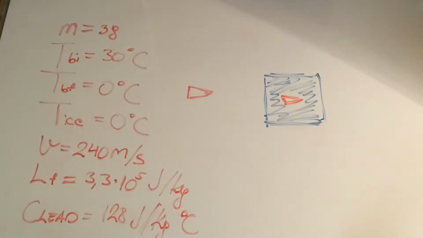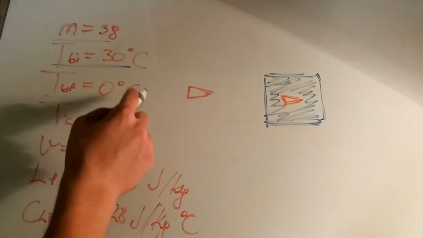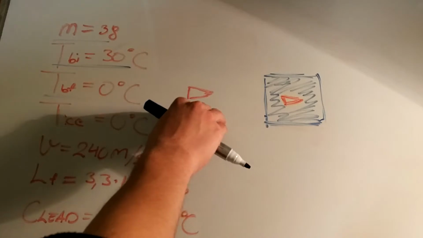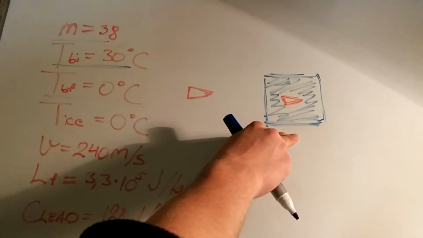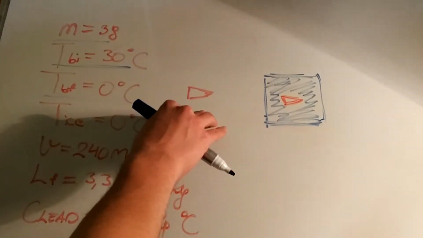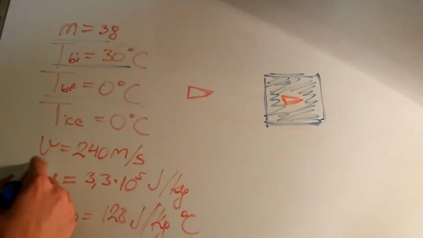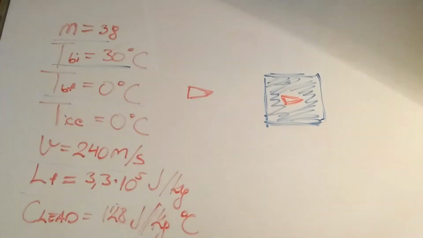Okay, so here on the board we have the values listed. We have the mass of the bullet, then the initial temperature of the bullet, then we are assuming that the final temperature of the bullet is 0 degrees Celsius, since an equilibrium will be established between the bullet and the block of ice if we're looking at it as a system. So basically, as we will see, all the energy will be dissipated from the bullet into a block of ice. Then we have the velocity of the bullet, the latent heat of fusion of ice, and then the specific heat of lead.